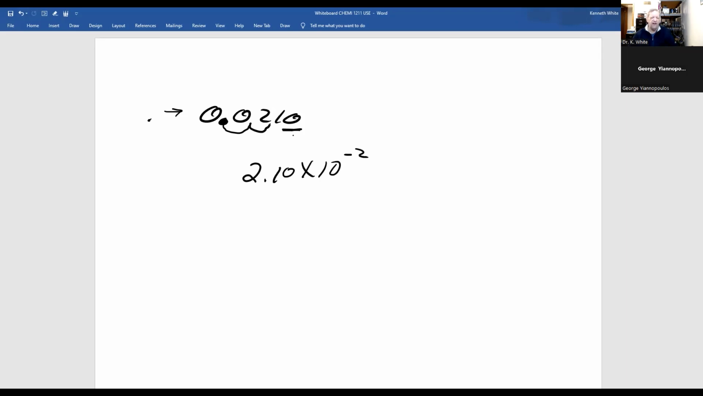You know something? Why don't you try one? How would you write this in scientific notation? Your turn. And give me a thumbs up when you're done. Or on chat, let me know you're done.